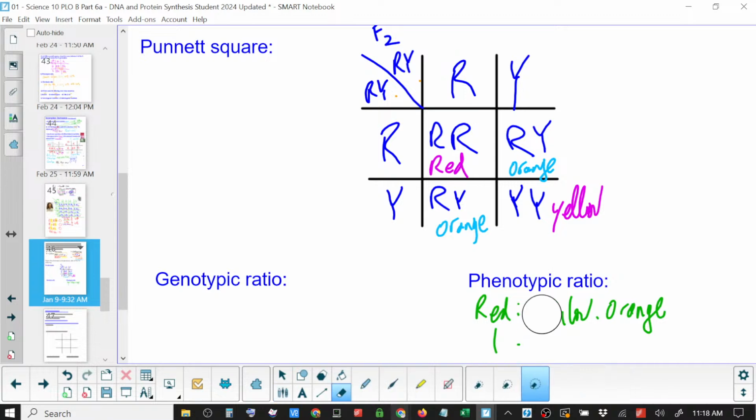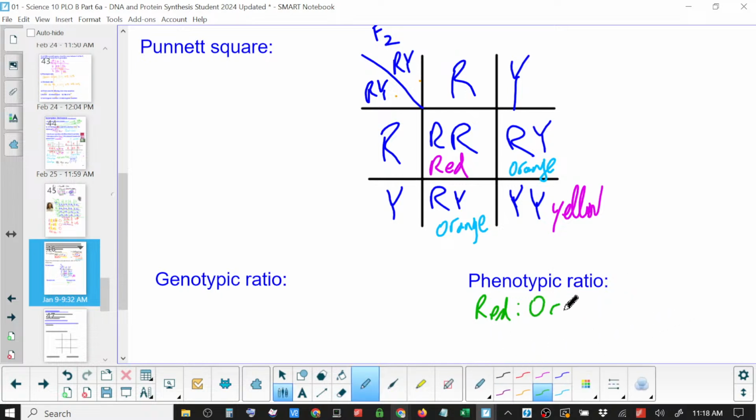Just do 1, 1, 2, 1, 1, 2. You keep changing your mind. Red, orange, yellow, your ratio is 1 to 2 to 1. What do you notice? Could you do it like 25, 25, red, yellow, orange? Yeah, it doesn't matter as long as you have the same numbers underneath.